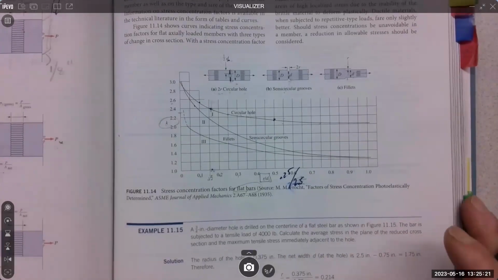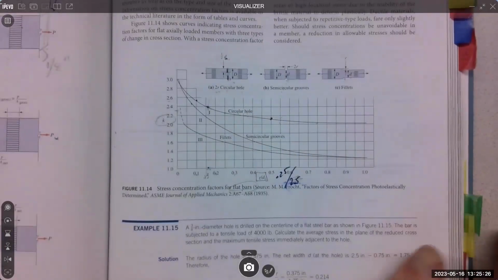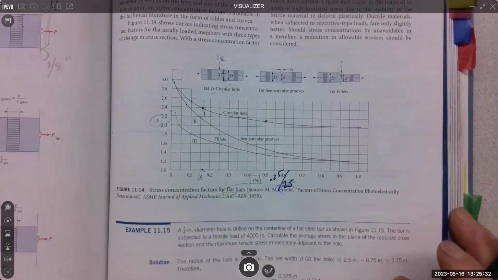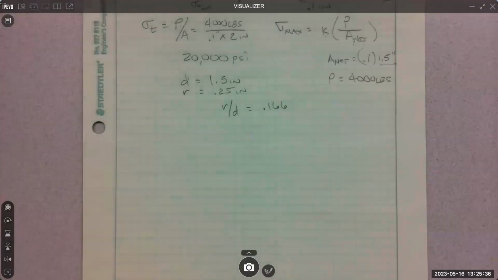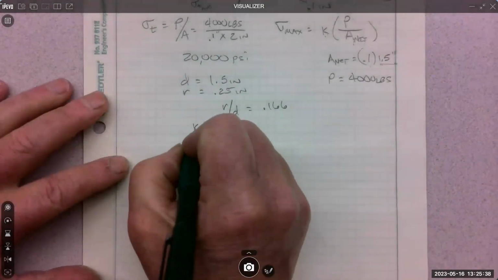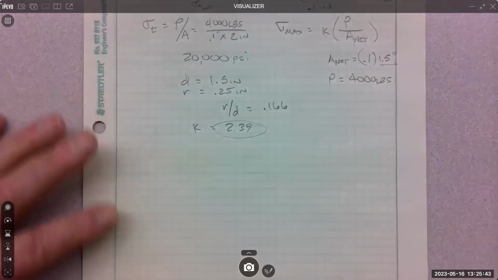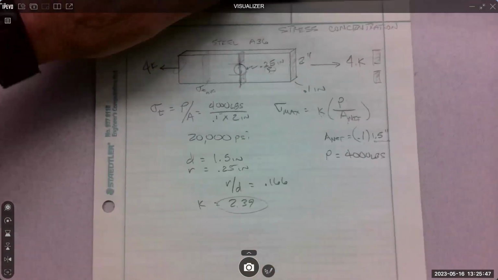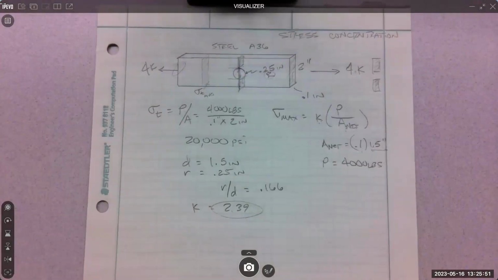Is there a way you want to lean for safety? Not really. Your factor of safety is going to deal with that kind of thing. So we'll say 2.39. Our K factor is 2.39. Again, it's just a multiplier, so it doesn't have a unit. It goes here, as a multiplier to P over A times K.